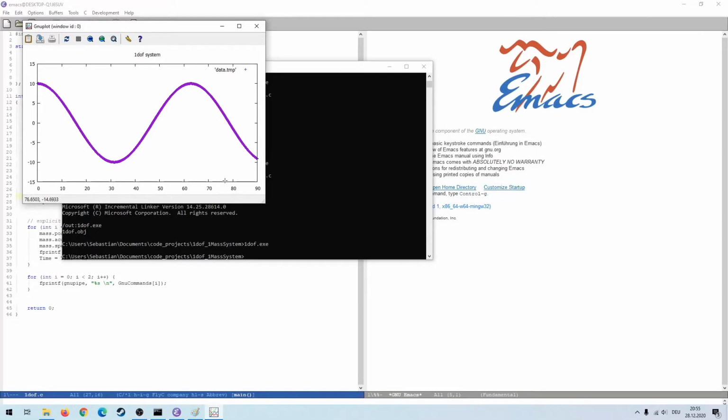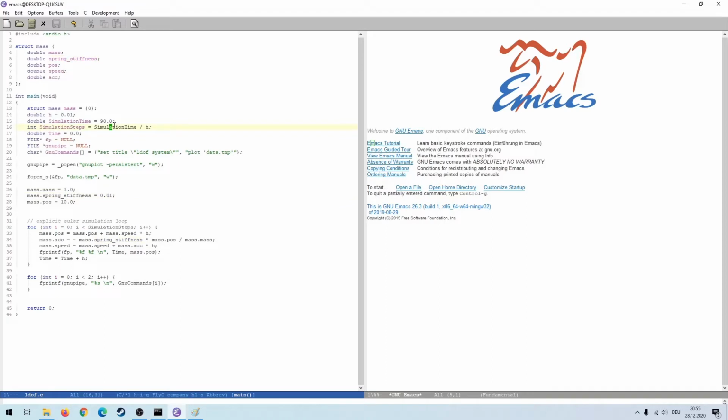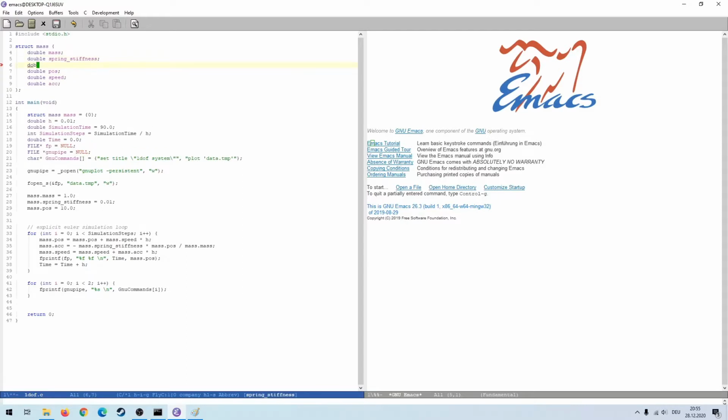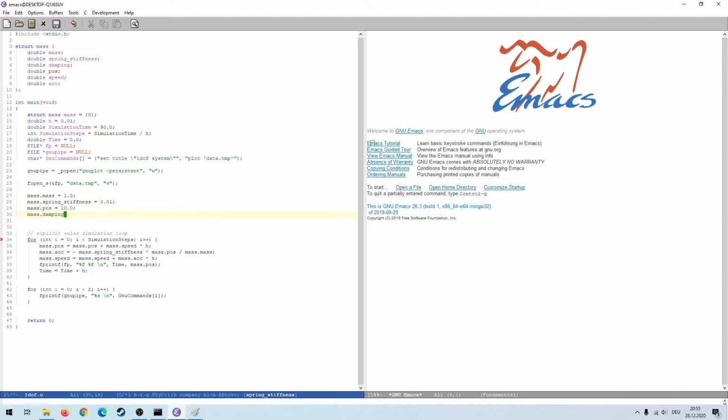So now that we've had a look at the frequency of the system, we can also introduce damping, because right now our system is not really that interesting. So let's add damping to our system. Let's call it up here. And of course damping should be different, should be non-zero. So let's go, we should probably increase the spring stiffness again and add damping of about 0.1.